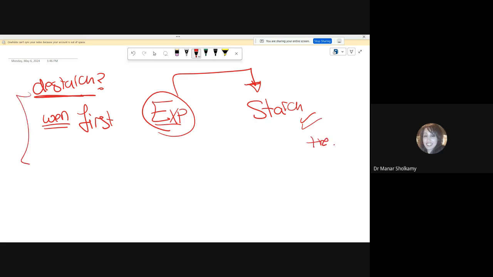So the question of when do I de-starch? I will de-starch when at the end of the investigation, I will test for starch. So I have to remove it before the investigation. So it does not always give me a positive result. Is this clear?